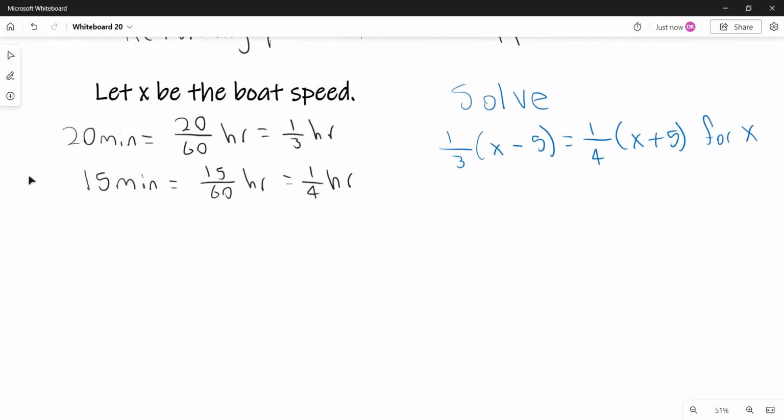Okay, so we set up the problem. Now we need to solve it. And x is going to be the boat speed, so that's all we need to find. Now we have a problem with fractions. You want to avoid fractions, but that's not much of a problem. We're just going to cross multiply. So cross multiply the 3 and the 4: 4 times x minus 5 equals 3 times x plus 5. All I did was cross multiply.